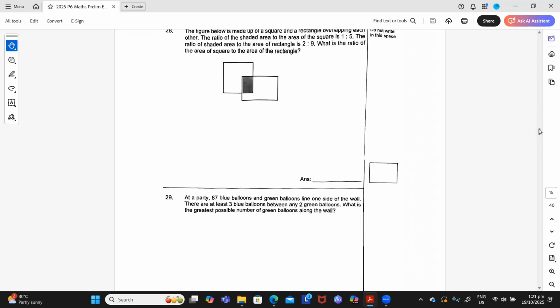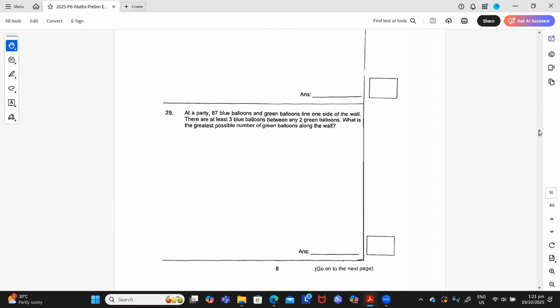Okay, question 29. At a party, there are 87 blue balloons and green balloons lined along one side of the wall. There are at least 3 balloons between any 2 green balloons. Okay, so if you were to look at how it's arranged, it will be something like this. You put a green here, you put a green here, there'll be 3 balloons. Then from here, put 3 balloons, and then you go on with it.